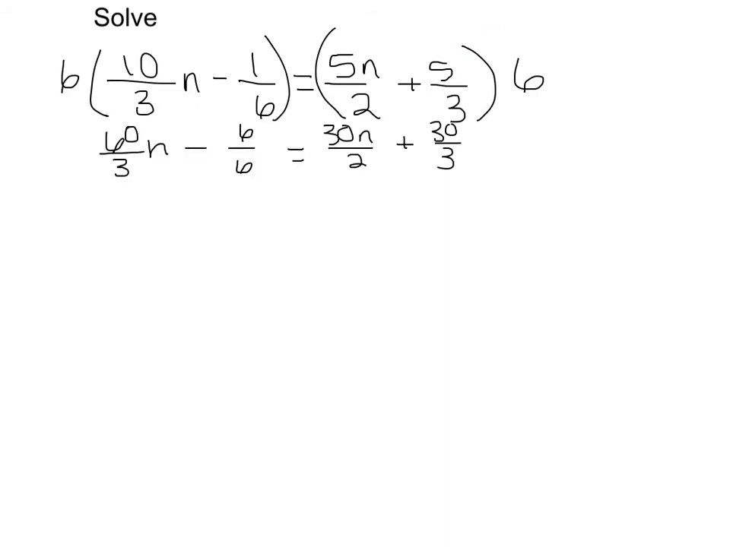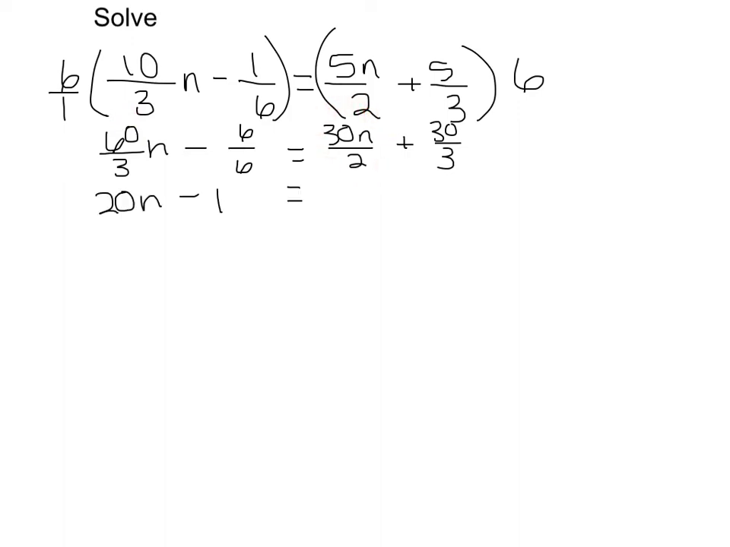Remember, when you're multiplying a whole number times a fraction, you can put that whole number over 1, and you're multiplying your numerators and you multiply your denominators. So 6 times 10/3 becomes 60/3. 6 times 1 over 6 becomes 6 over 6. So here we have our equation, and now I notice that all of my fractions can be simplified. 60/3 equals 20.